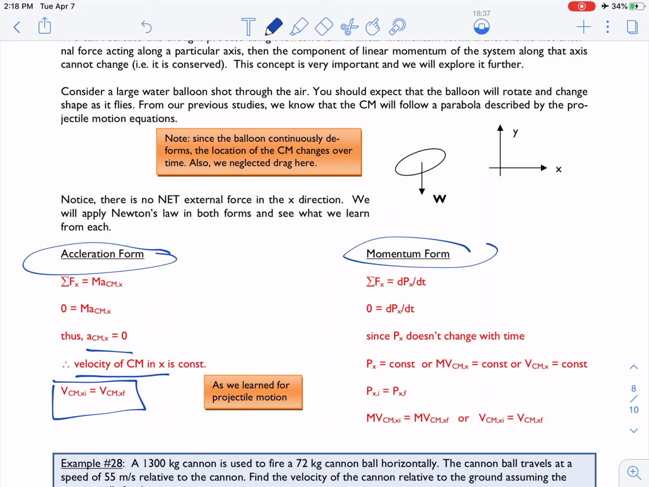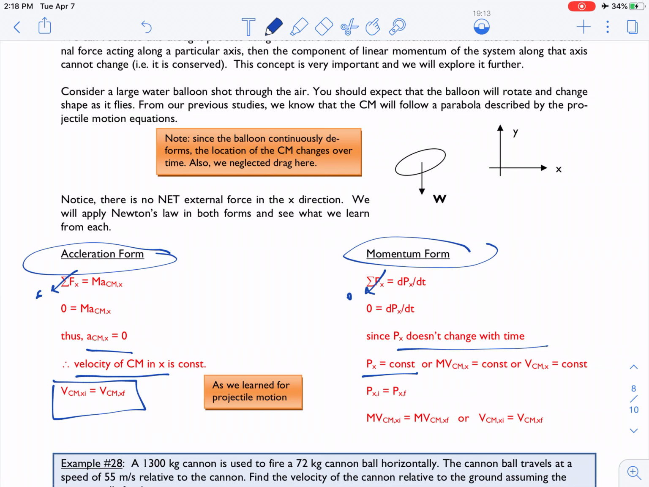Next is the momentum form. Instead of ma, we have dp over dt, the rate of change of momentum with respect to time. Once again, there are no x components of the forces, so this goes to 0, just like it did here. The right side means that rate should be 0, so it's not changing with time. px doesn't change with time, which means px is constant. The momentum along the x direction is constant.